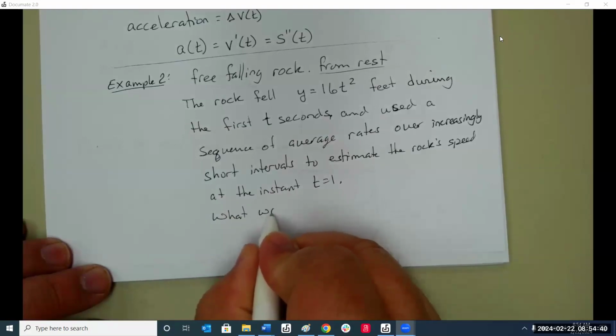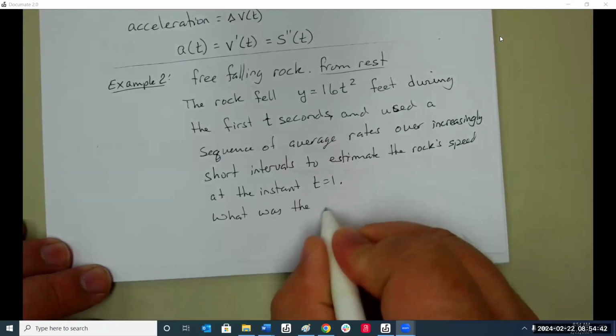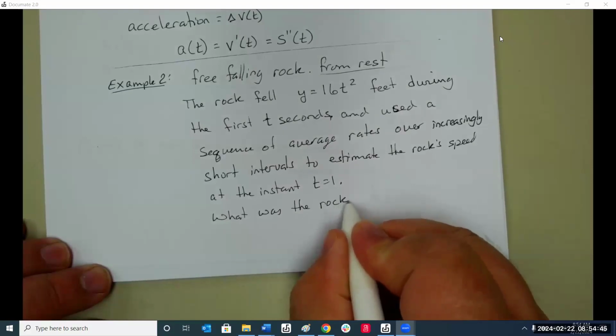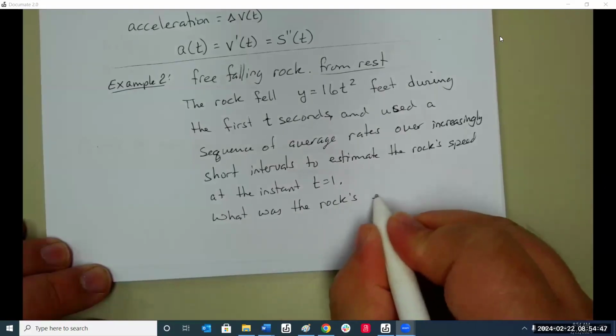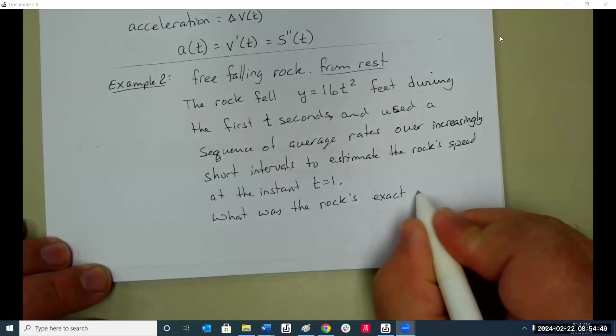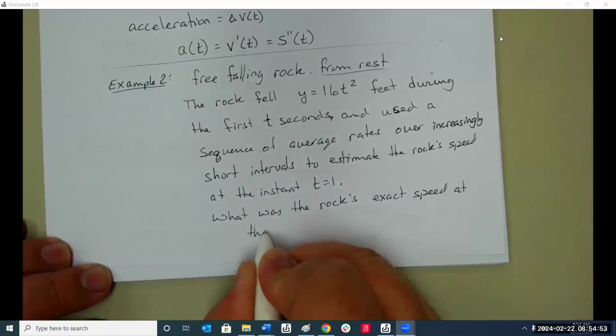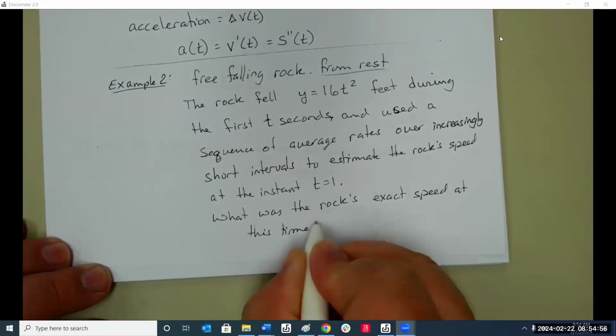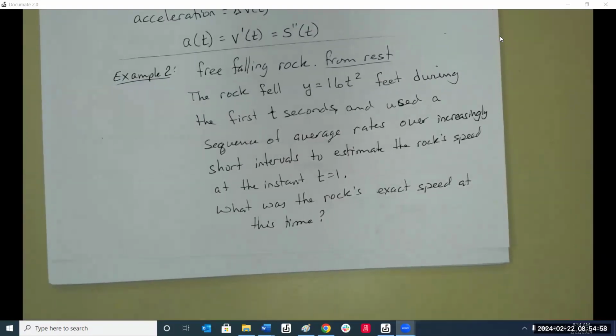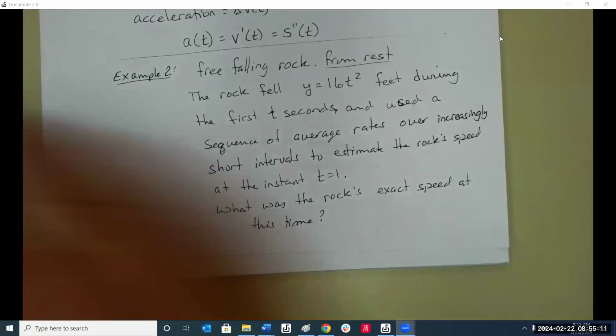What was the rock's exact speed at this time? So what are we looking for here? What are we given? What do we need? What do we have? What are we looking for?